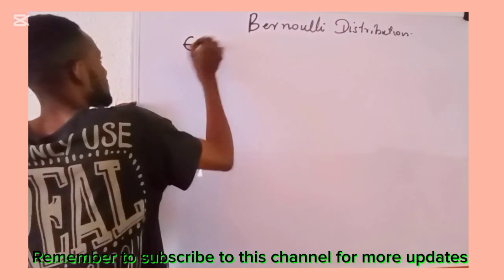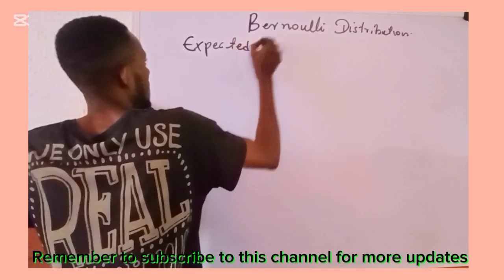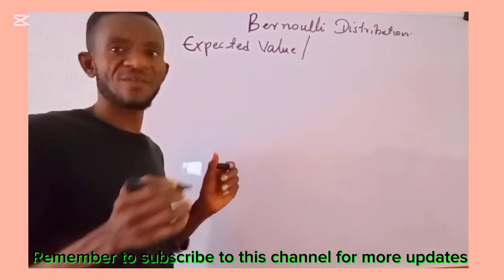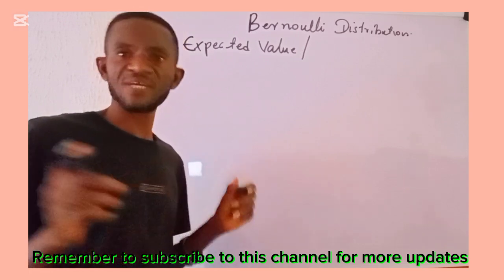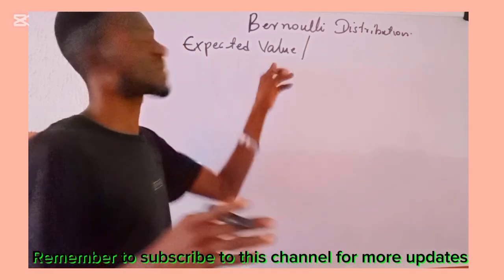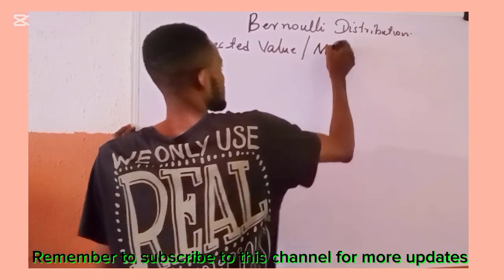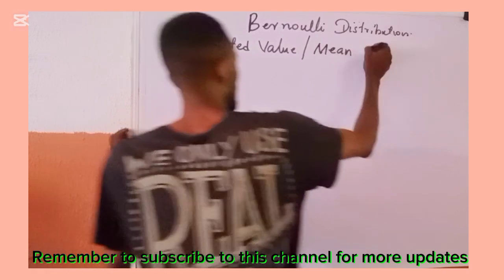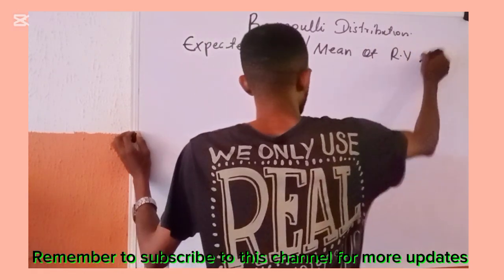Expected value. Another name for the expected value of a random variable X is the mean of the random variable X. So you either call it the mean of the random variable X or the expected value of the random variable X. Please permit me to write r.v. as random variable X.